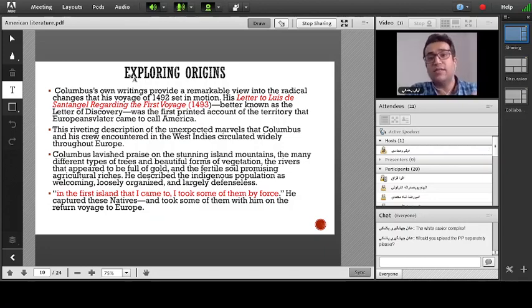He recounts, a year later, his experiences of the voyage of finding America, and then his amazement, in a book called Letter to Luis de Santangel, a very difficult name to pronounce, regarding the first voyage. So, letters to Luis de Santangel regarding the first voyage.